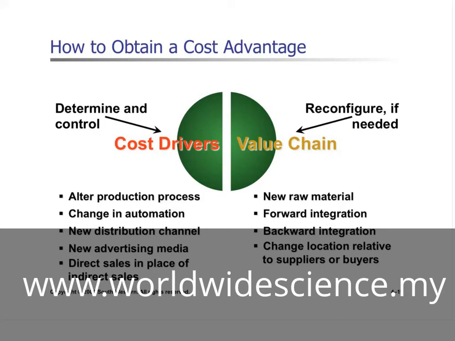Then backward integration goes back to the same concept of steps. We will talk about that in detail, like the value chain. We will explain it fully. And then change locations relative to suppliers or buyers. Sometimes you change location, and changing location will give you the benefit of getting cheaper or better priced products. So sometimes you have to do that in order to be cost efficient or have a competitive advantage.